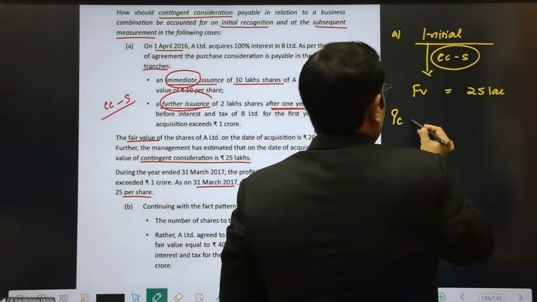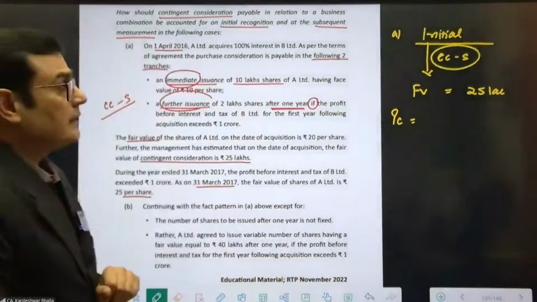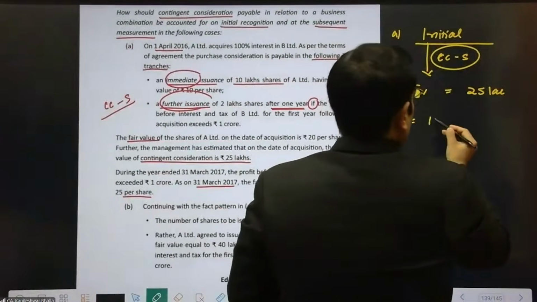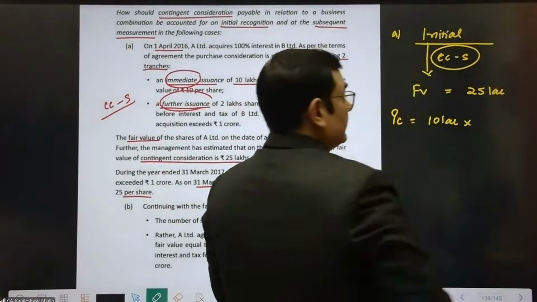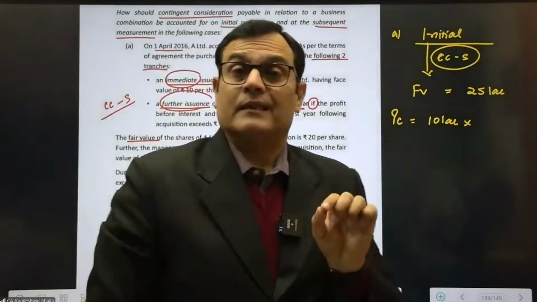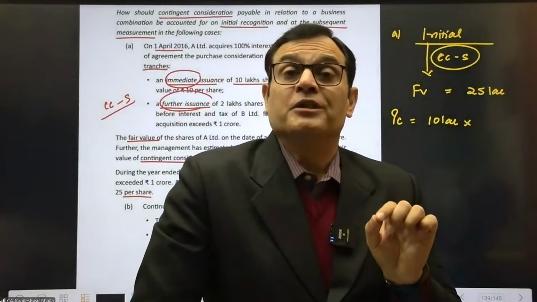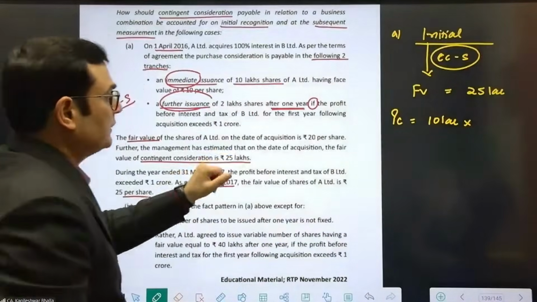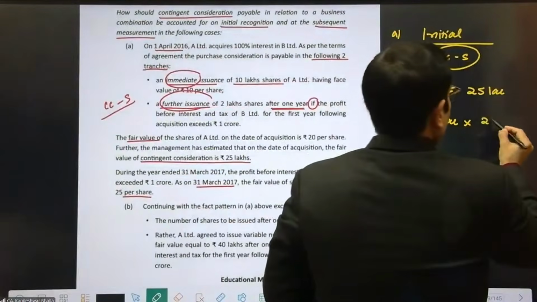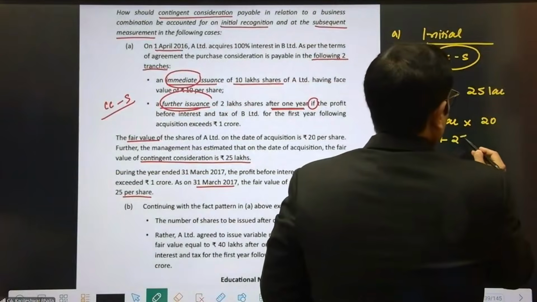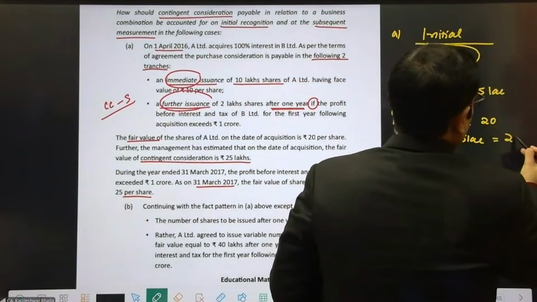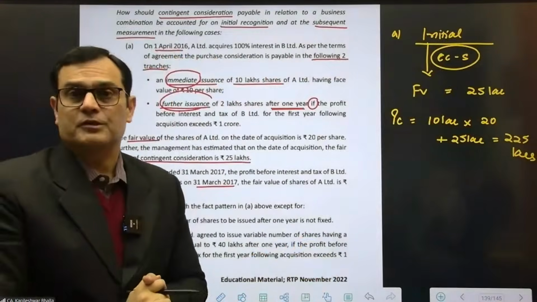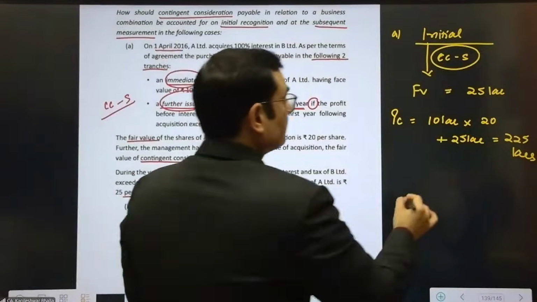Let me also calculate my purchase consideration. Can I say the purchase consideration is issue of 10 lakh shares? And I think I already gave you earlier that when you consider the PC, and the PC is in shares, you need to take the fair value of the shares issued. The fair value of the shares issued is 20 rupees per share, plus the contingent consideration, which I think works out at 225 lakhs. That is the purchase consideration. So initial part is done.